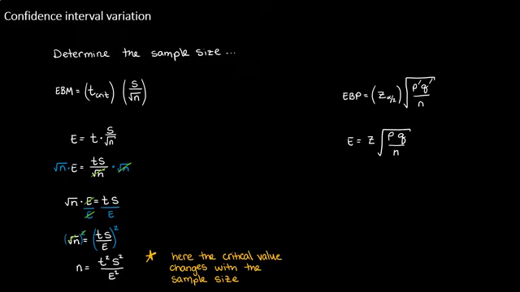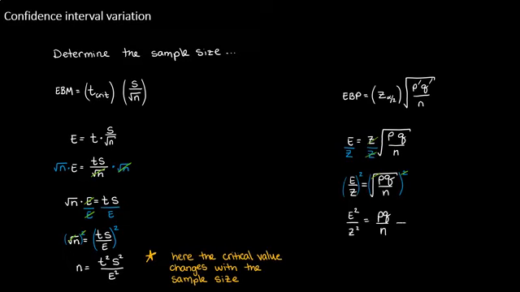I'll simplify the notation a bit. E is my error, z is the critical value, P is the probability of success, or the proportion, and Q is the complement, the probability of failure, and N, of course, is the sample size. So solving for N here, I'll start by dividing both sides by Z, then squaring both sides of the equation, squaring, not square rooting, sorry.